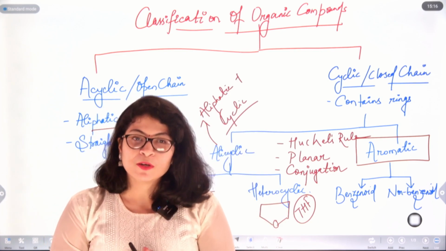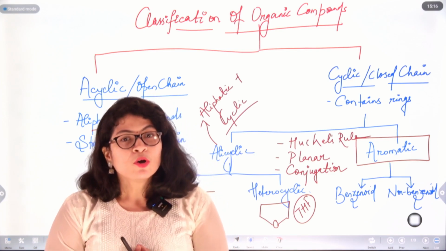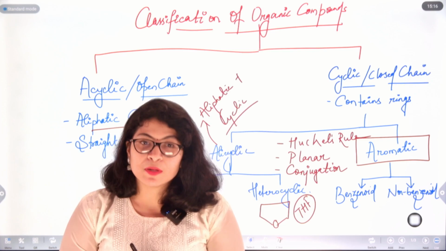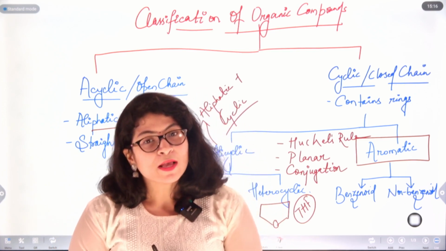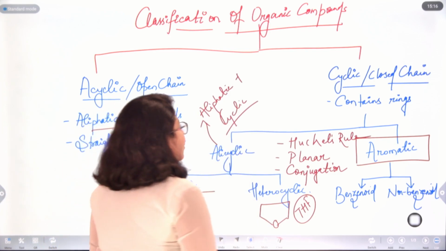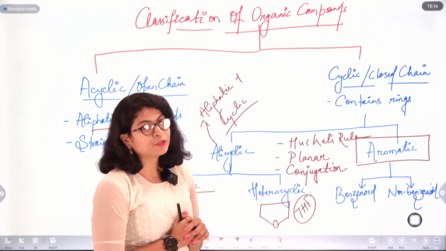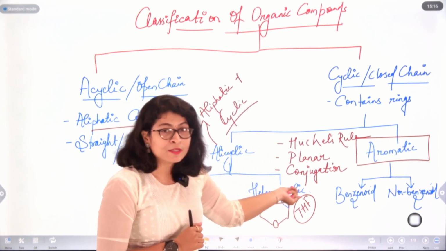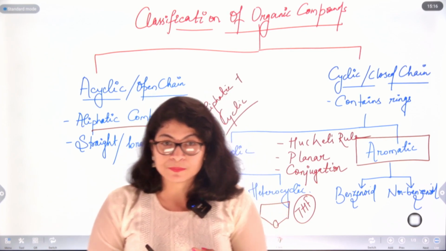Again, we will take up further, but for now remember, conjugation is the presence of alternate single bond and double bond. Okay, conjugation is the presence of alternate single as well as double bonds. So for a compound to be aromatic, it has to satisfy the following conditions. It has to satisfy Huckel's rule, it must be planar, and it has to show conjugation.